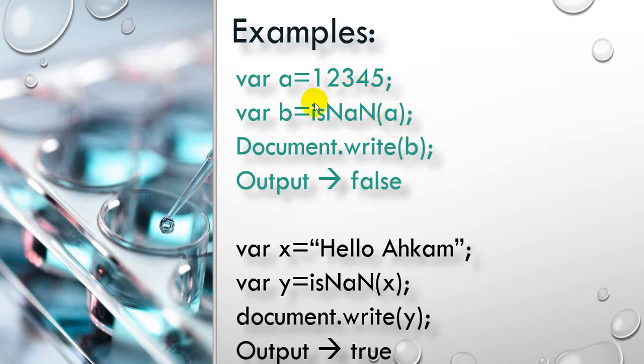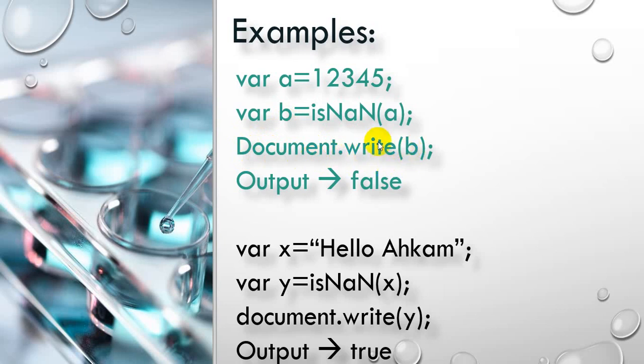Okay, so this is the function isNaN, and it will check this value, and after checking it will get some result, and the result will be in the form of true or false. So it will check the value which is stored inside variable a, and after checking it will store the result inside variable b. I have written document.write, where the d is in a small letter, it's a typing error, document.write(b).